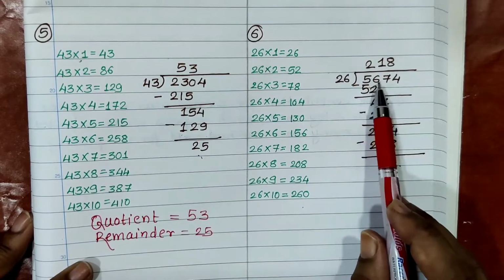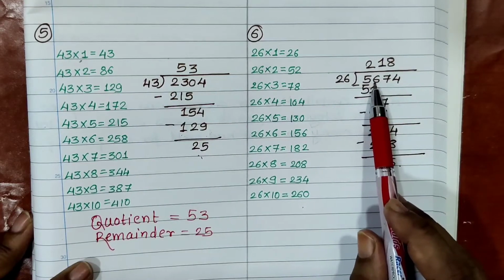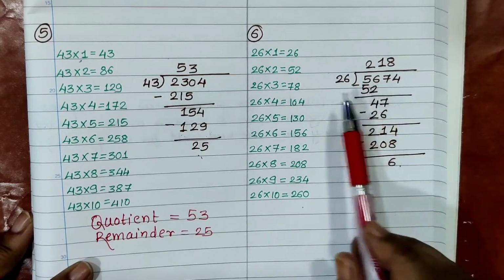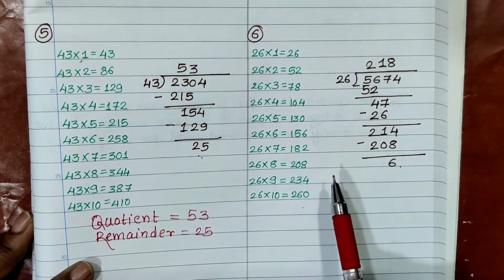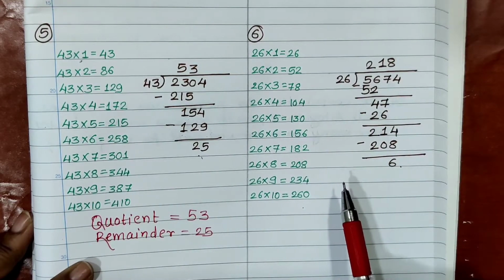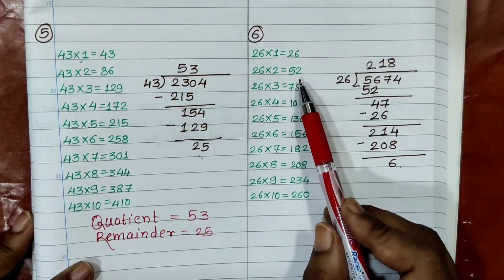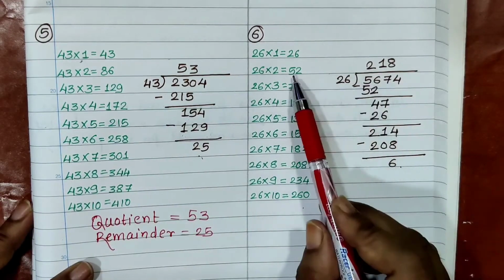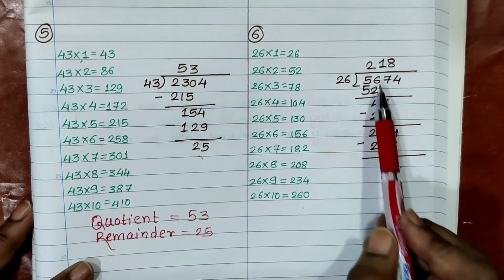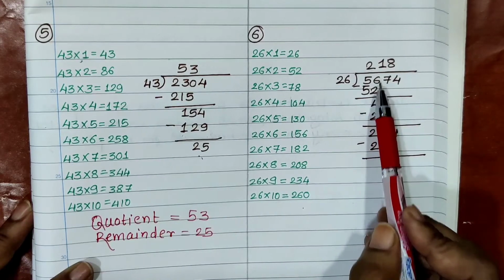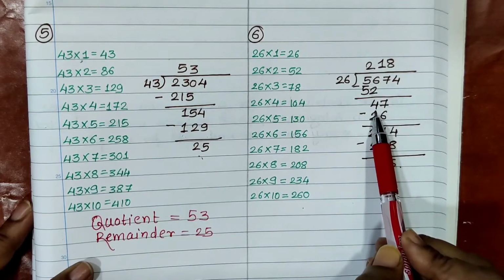Now the first digit is smaller, so we have to make the group of the first two digits, which is 56. 56, we have to check whether it is there in the table of 26. No, it is not there. But the number which is a bit smaller than 56 is 52. So 26 2s are 52 we have to write. 56 minus 52, answer is 4.